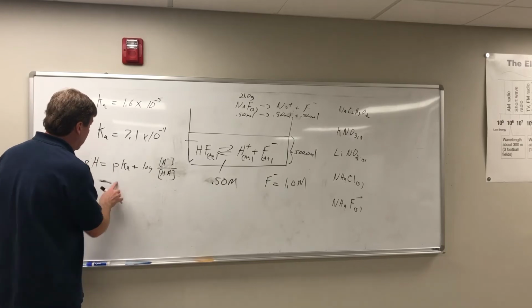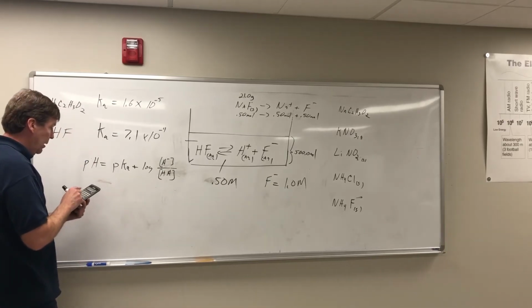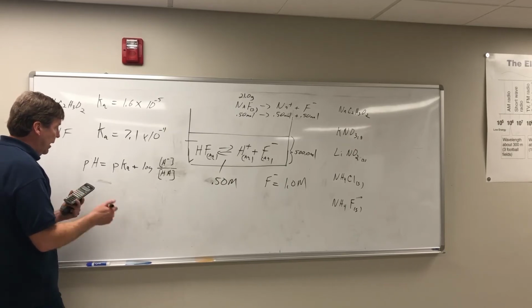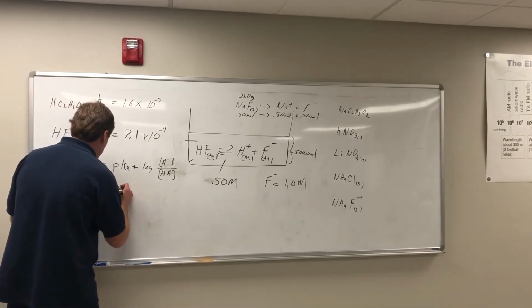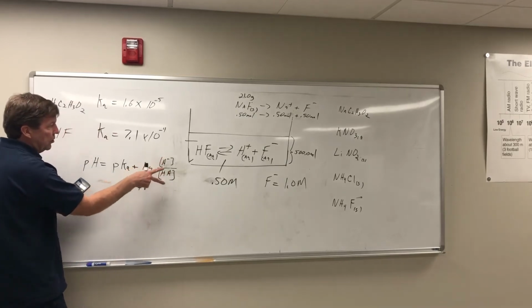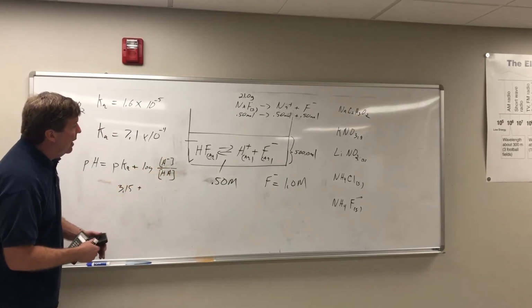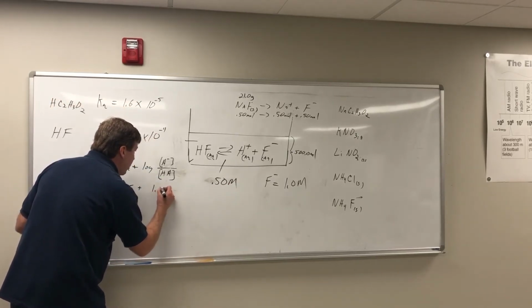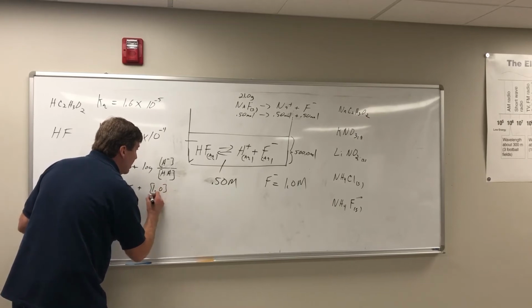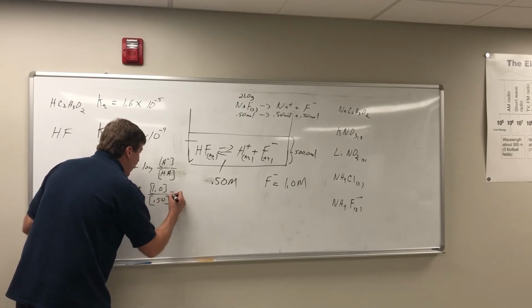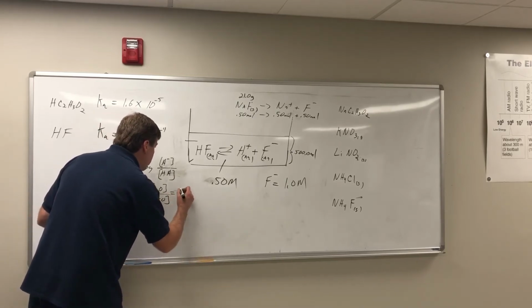Anyway, here we go. Let's see what we got here. We'll take the pKa, 7.1 for negative 4 power. And we've got a value here of 3.15. And then let's look at the ratio here. It looks like our F concentration, our conjugate base, is 1.0. It looks like our HA is 0.50 big M. That value is going to be equal to 2.